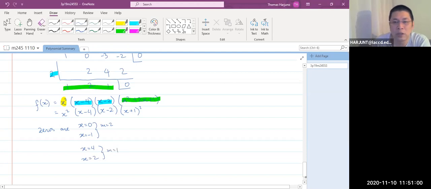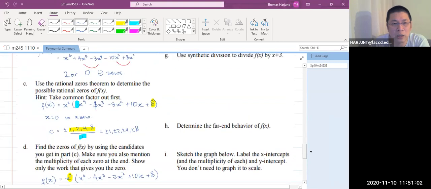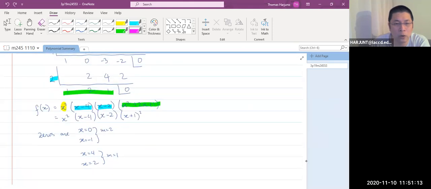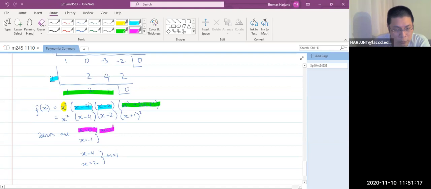So you see, this is a polynomial with degree 6, which means it's supposed to have 6 zeros. But Thomas, we have only 4 here. No, we actually have 6. You need to count this twice because it's multiplicity of 2. 2 plus 2 plus 1 plus 1. There are 6 zeros now.